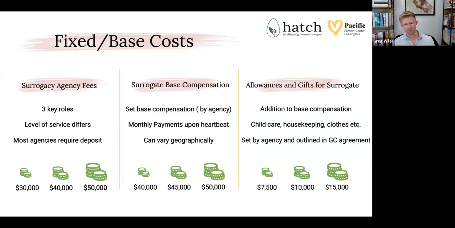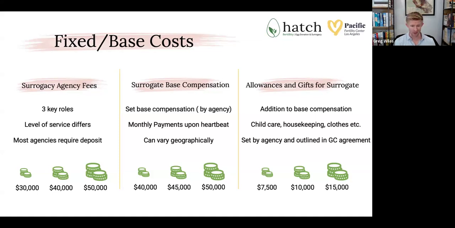On top of their base compensation, surrogates also get allowances. Allowances are either reimbursements for direct expenses incurred, or more simply, and this is the way most agencies do it, they're just cash compensation meant to compensate them for costs incurred. These are things like childcare, housekeeping, maternity clothes, and other things that she needs to incur on your behalf to carry the child and to take time out of her daily life to do so, and go to appointments and checkups and those sorts of things.